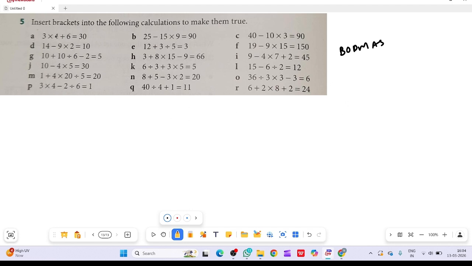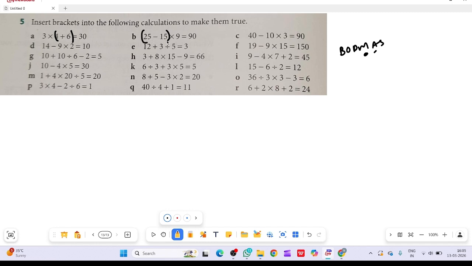So in A, see, it is 3 into 4 plus 6. According to BODMAS, multiplication comes first and then addition. So what will we do here is, 4 plus 6. So 3 into 4 plus 6. Here there is no concept of addition or multiplication. Here first of all bracket is important. So here we will put the bracket.